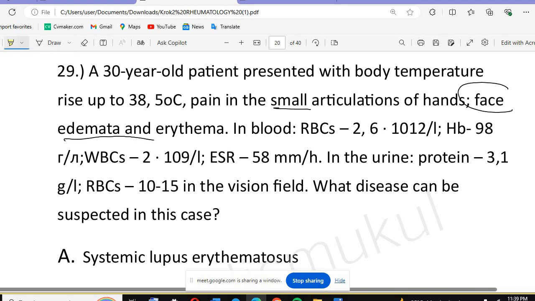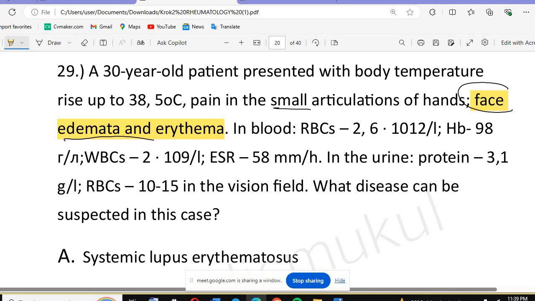You have to remember, understand this, that the face edema and the erythema, they are talking about which condition? They are talking about the butterfly rash or the malar rash. Okay, along with that the small joints would be affected because of the deposition of the immune complex, and you will see the RBC, Hb, everything is decreasing. ESR is increasing.